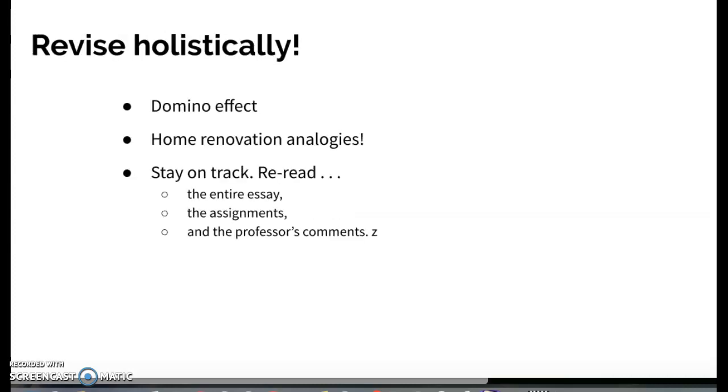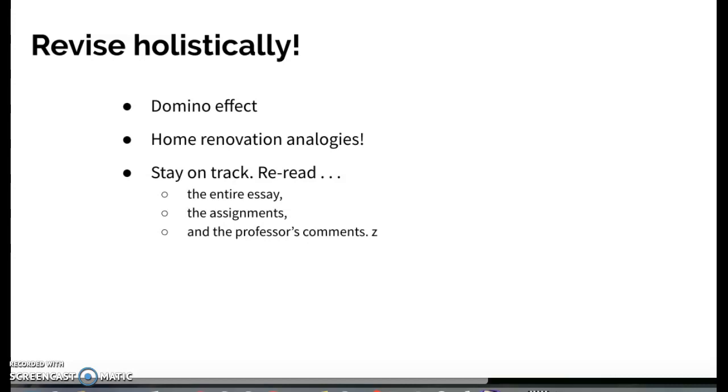A moment ago, I used the word holistically, revise holistically. Think about your entire paper. Remember that one change that you make could have a domino effect. So if you take out something in your introduction, but the body of your paper still refers to it, it could be confusing. Or if you change your thesis and you leave the body as is, that could really throw off your entire paper. So think about how a change in one part of your essay might affect other parts of your essay. Again, think about how you're renovating a home and how a change somewhere could have effects in other parts of the house.